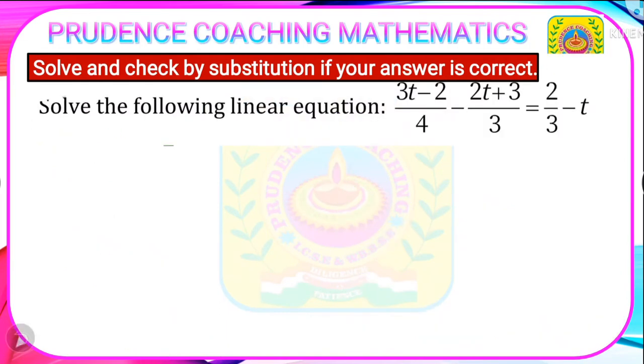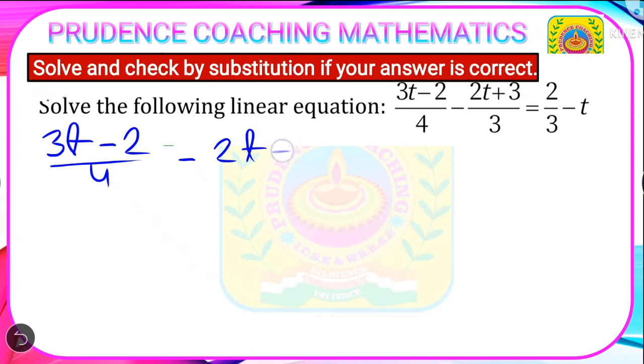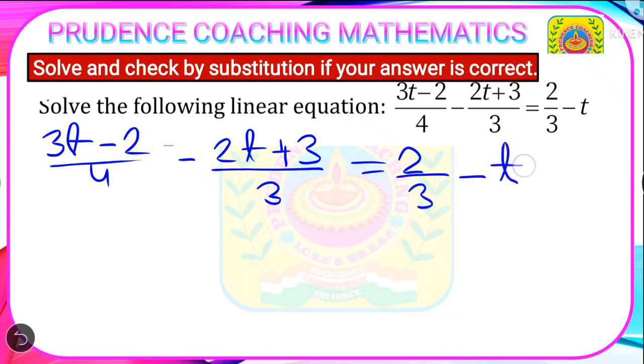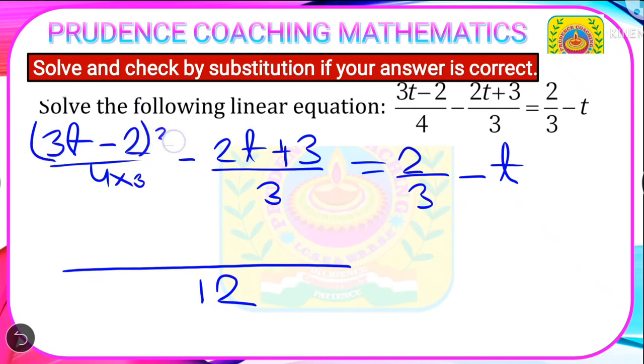Let us start with the next one. We have (3t minus 2) by 4 minus (2t plus 3) by 3 equals 2 by 3 minus t. So first we will take the LCM on the left hand side. Here we have 4 and 3, so the LCM will be 12. To make 4 into 12, we need to multiply the numerator and denominator by 3, and to make this one 12, we need to multiply the numerator and the denominator by 4.